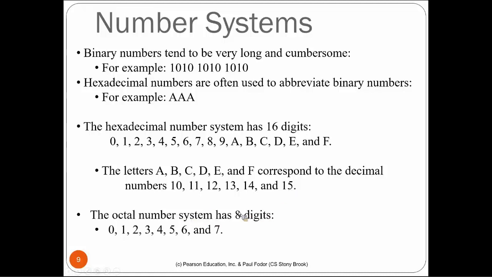The octal number system has only 8 digits. The radix or base for octal is 8, and the digits that will be used for any number in octal are from 0 to 7.